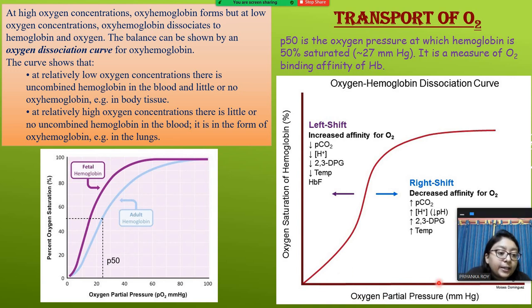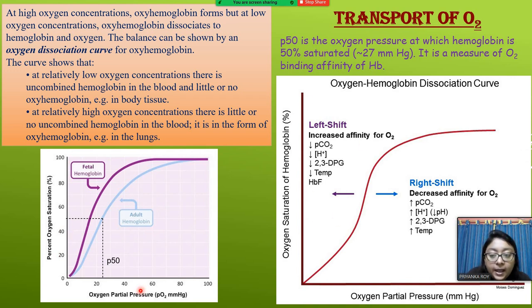And at relatively high oxygen concentration, like at this stage, there is little or no uncombined hemoglobin in the blood at all. Therefore, almost 100% of hemoglobin is saturated with oxygen, like we find in the lungs. So it has reached a saturation point and there is no further oxyhemoglobin forming. So at this point, when there is high oxygen partial pressure in the blood, the oxygen saturation of hemoglobin will be 100%.